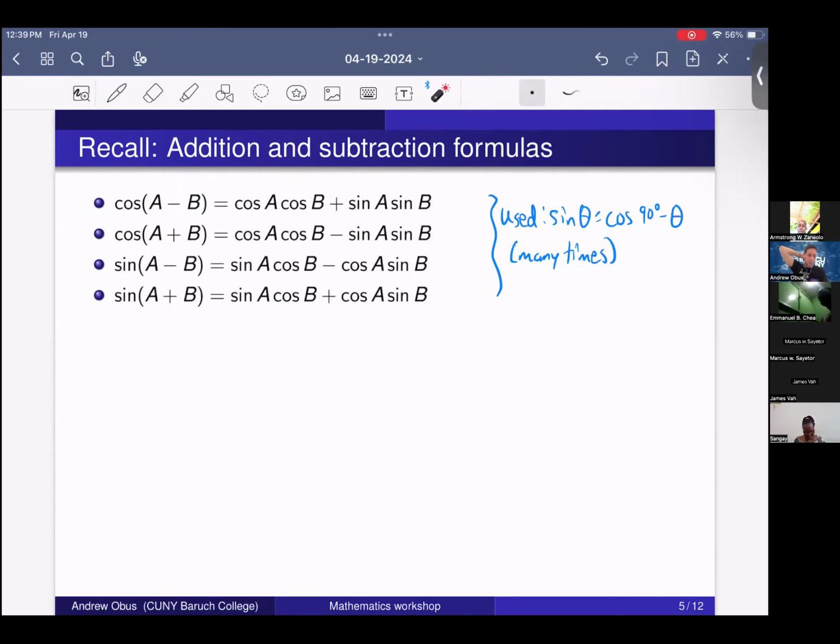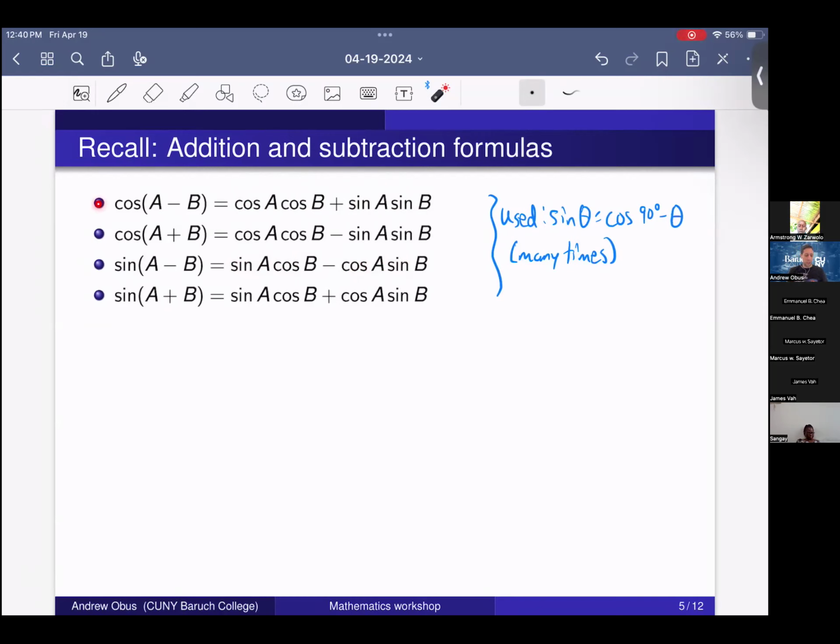But now we have these four formulas, and I don't have a great way of memorizing them. What I remember is that cosine reverses the pluses and minuses. So a minus b goes to cos a cos b plus sine a sine b. Cosine reverses the pluses and minuses, and sine keeps them. Minus still has a minus, and plus still has a plus. And then I remember that cosine keeps the cosines together and the sines together, whereas sine mixes the sines and the cosines. So it's sine A cosine B minus cosine A sine B.